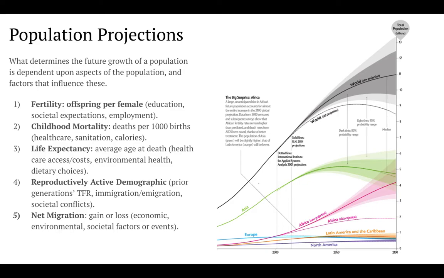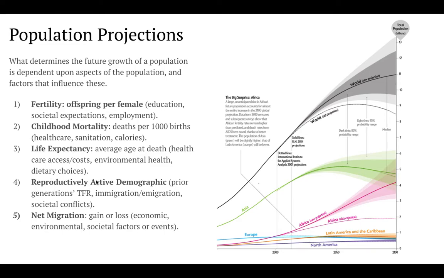So when we talk about future population growth, these different factors are really important that sort of give us a view into what might happen in the future for global or regional populations. Fertility, or offspring per female, is really important, and it's determinant of things like education, societal expectations, cultural values, employment. Child mortality is really indicative of the current population's healthcare, its access to sanitation, its access to adequate calories. Life expectancy is really based on average healthcare costs, environmental health, dietary choices.